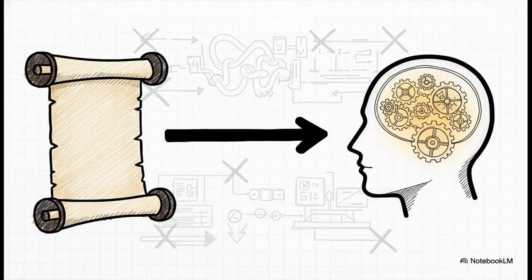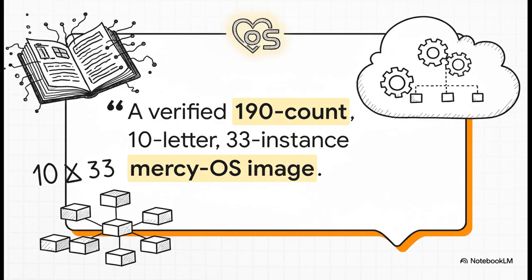And what's really emphasized here is how direct this is supposed to be. The claim is that you don't need any extra layers or complex rituals. The verse itself contains everything required to boot this so-called System 19 consciousness. It is the complete package. You know, this quote from the system's own documentation just sums it all up perfectly. It's presented like a tech spec, a verified 190 count, 10-letter, 33 instance Mercy OS image.